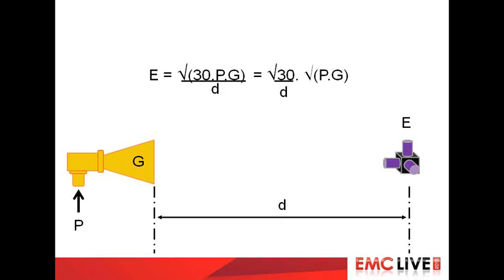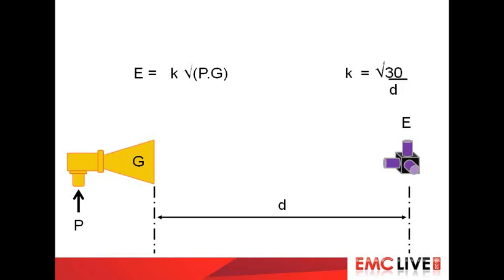Okay, so yes, let's go back to that screen that you're looking at now. So the field strength is equal to root 30 PG all upon D, and that can be separated out to constants, root 30, and the D is set by the standard. Let's press progress. Yes, it went. Okay, and that goes to a constant times the root PG.